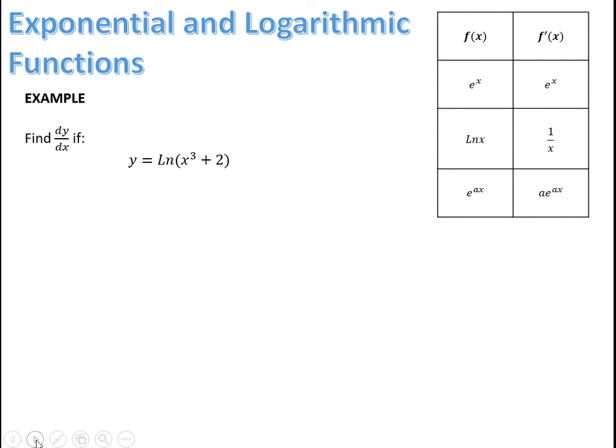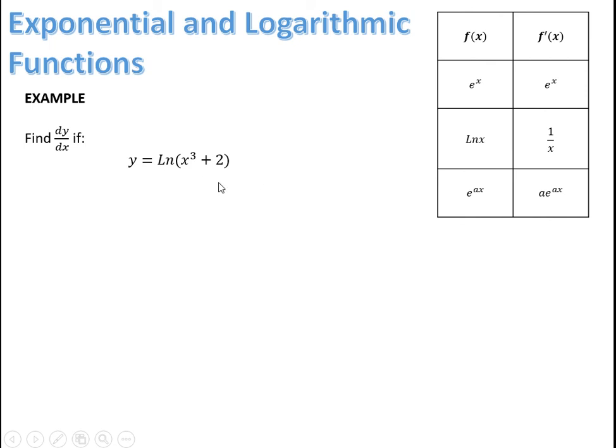So you might have something like this. Again, this is a different way of writing it. Find dy by dx if the function y equals ln of x cubed plus 2. Don't worry too much about what all that means. You've got most of it in your formula sheet anyway. You've got ln of x, and you know what the derivative of that is.